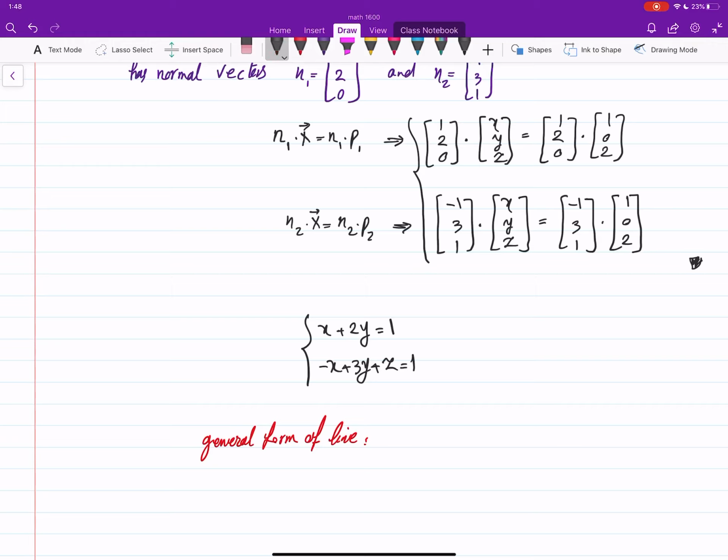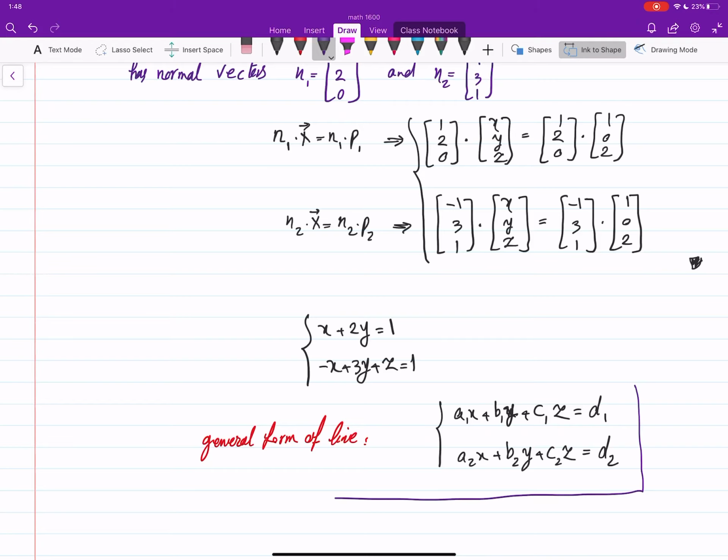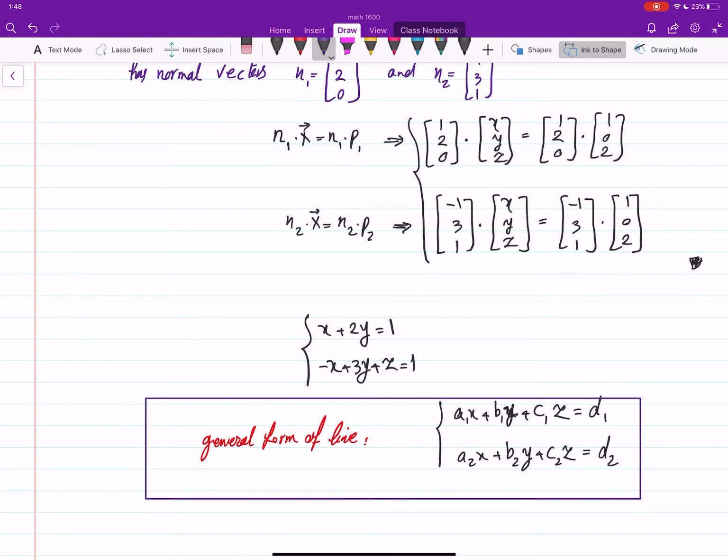So we have two normal vectors, which are A1, B1, C1 and A2, B2, C2. These form the general equation for each plane. Then they will have a constant here and a constant here. So while using the normal vectors in R3, we basically find equations for the planes and then put two of them together. The intersection of those will give us a line. That's how we define the line using normal vectors.